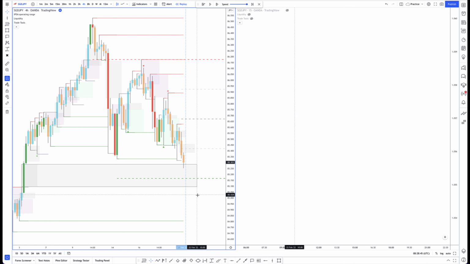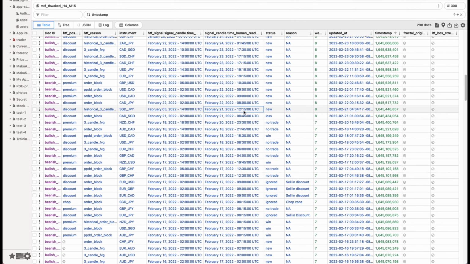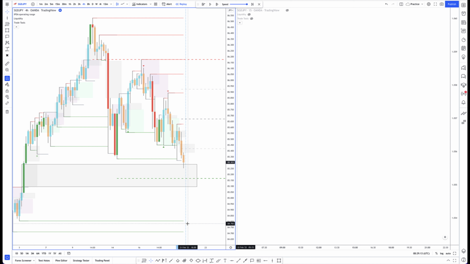Well, actually, in real life I would not take this trade, but I think for recording LTF drills, for this purpose, let's take the trade. Let's evaluate the trade. Feb 21 12:15. Okay, let's do it.